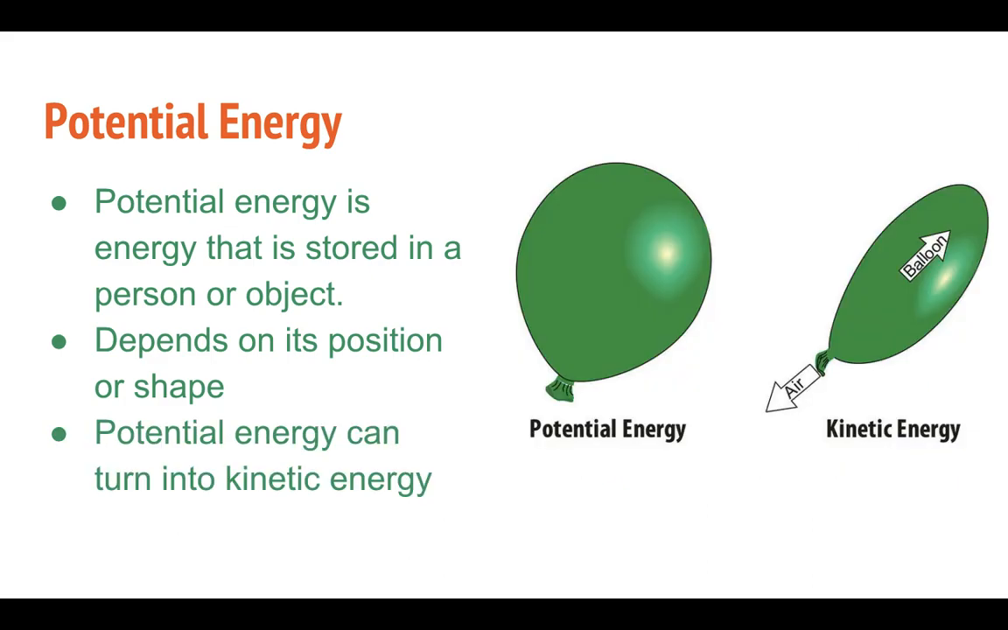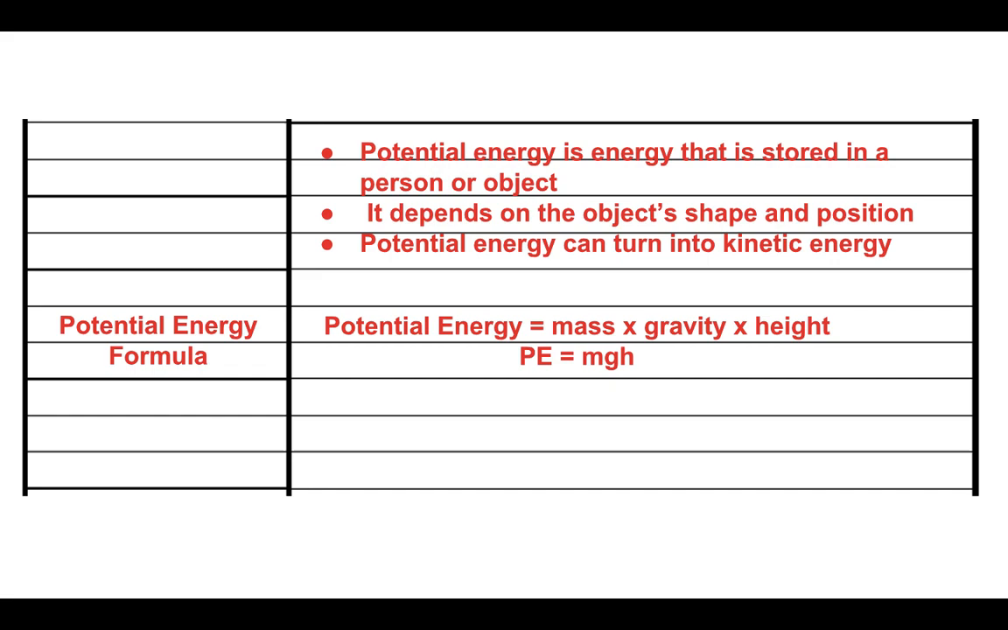Potential energy turns into kinetic energy. Potential energy is right before the object moves. So it's got that potential to have a lot of energy, and then it turns into kinetic energy once it's moving. Just like with kinetic energy, potential energy has a formula as well. Potential energy equals the mass of the object times the gravity times the height.